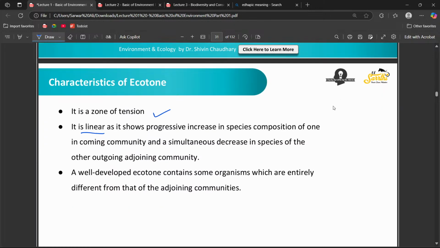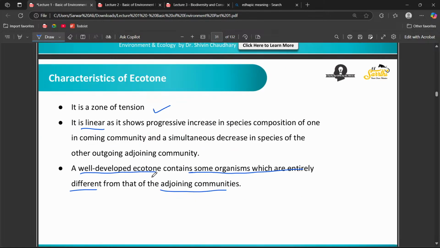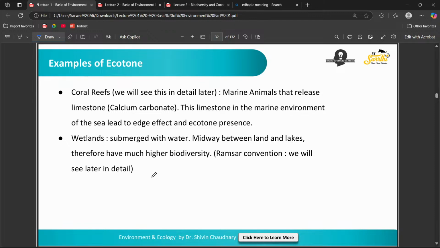A well-developed ecotone contains some organisms which are entirely different. If the ecotone is well developed and well established, it will always have organisms that are entirely different from the adjoining communities, like frogs and turtles, which we see. What are some other examples of ecotones? There are marine animals that release limestone. This limestone in the marine environment leads to edge effect and ecotone presence. Coral reefs, as we know, have formed symbiotic relationships with a lot of other fishes, so they create a new type of ecotone within the marine ecosystem. What is a wetland? Submerged in water, midway between lakes and land, and therefore has much higher biodiversity.